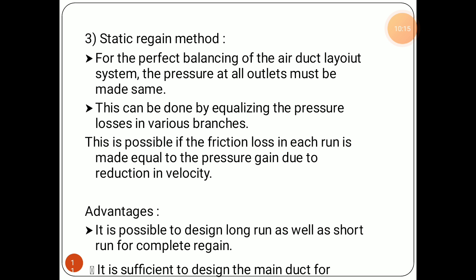Main advantage of this one is it is possible to design long run as well as short run for complete regain. It is sufficient to design the main duct.